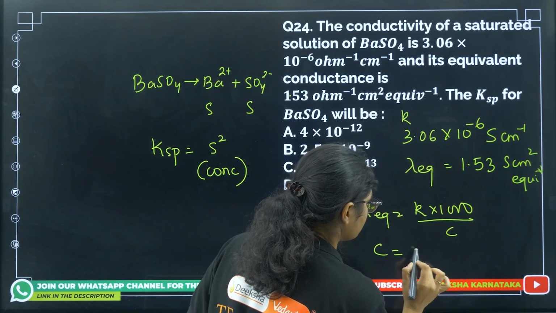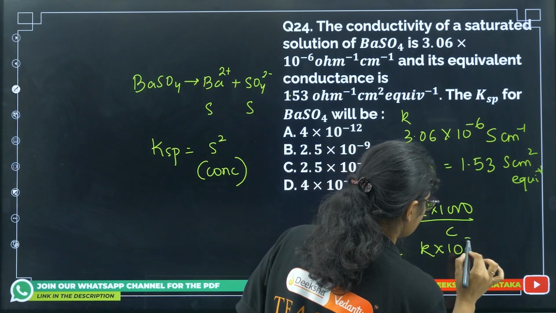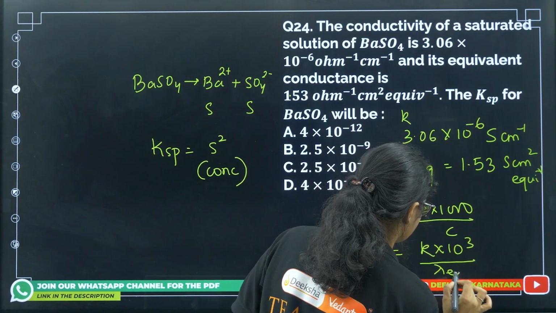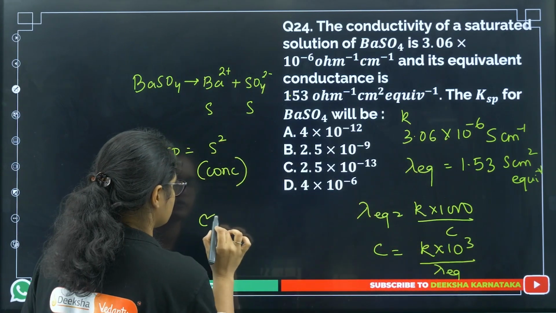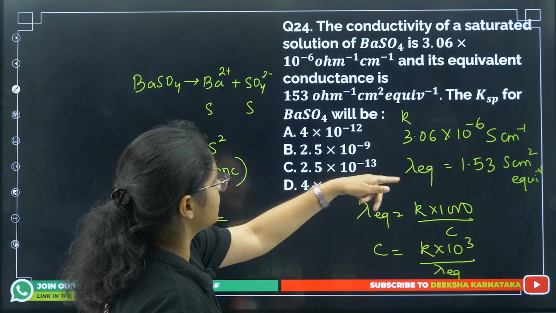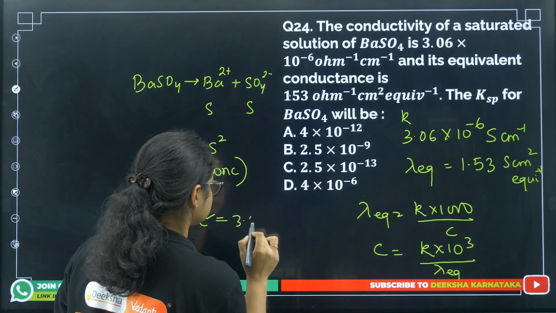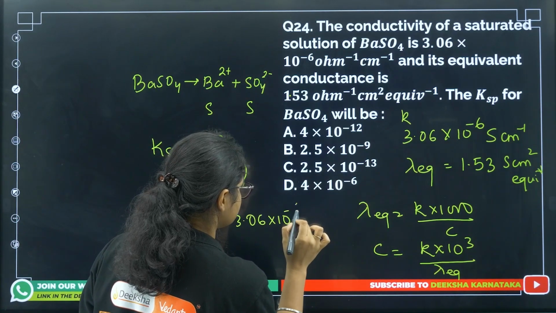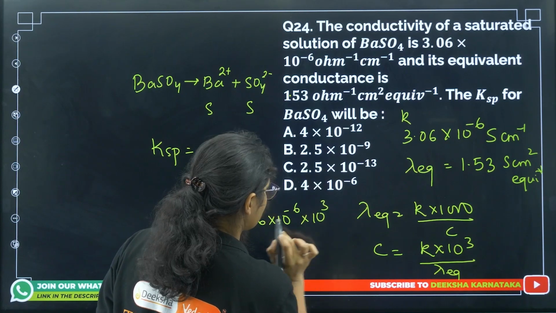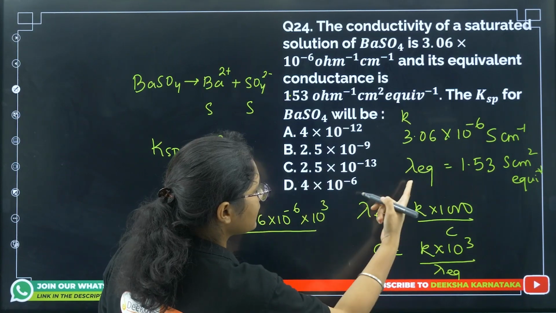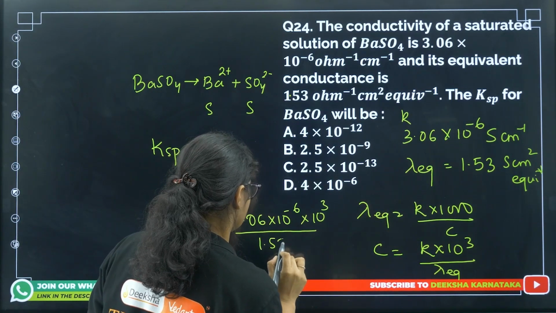So what will be the C value now? Kappa into 1000 by lambda equivalent. Let us substitute the values for concentration. What is the value of kappa here? 3.06 into 10 to the power of -6. Then this is 10 to the power of 3 divided by lambda equivalent, which is 1.53, right?